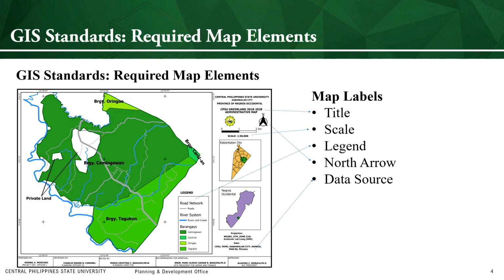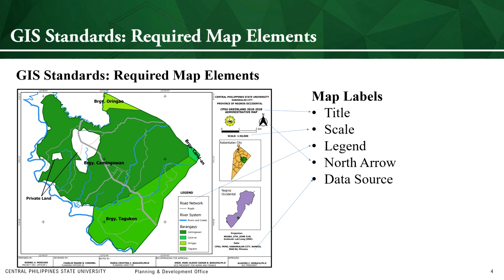Coordinates and projection system. The projection system, WGS 84 UTM Zone 51N, must be clearly indicated on every map. Data sources and credits. Every map must attribute its data sources, whether from CPSU, PEMO, NAMRIA, PhilGIS, or other agencies, and identify who prepared, reviewed, and approved it. This includes the names and designations of the preparing officers and the approving authority. Administrative notes. Each map should note the purpose it serves within the LUDIP and the planning timeframe it covers.